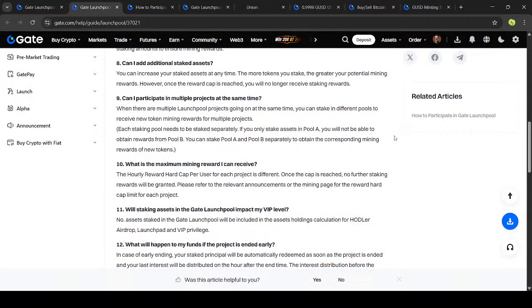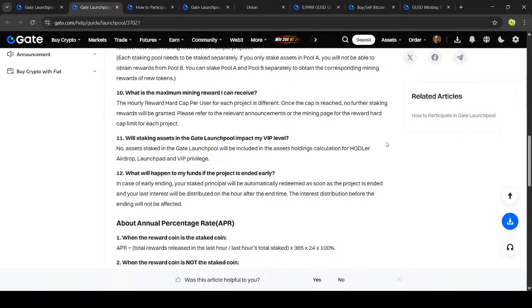So can I participate in multiple projects at the same time? When there are multiple Launchpool projects going on at the same time, you can stake in the different pools and receive new token mining rewards from the multiple projects you're staking in, guys.